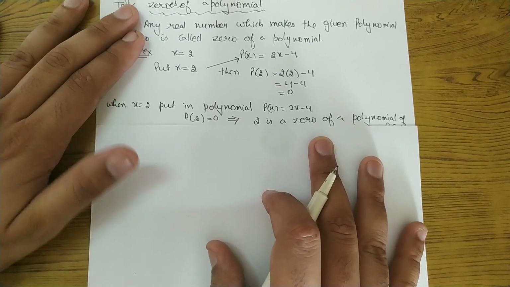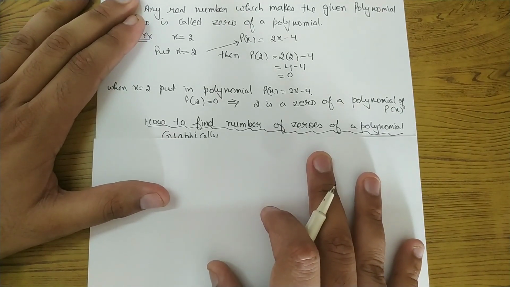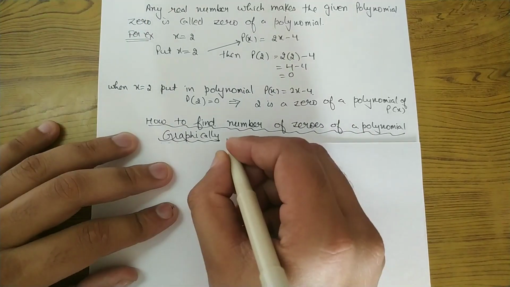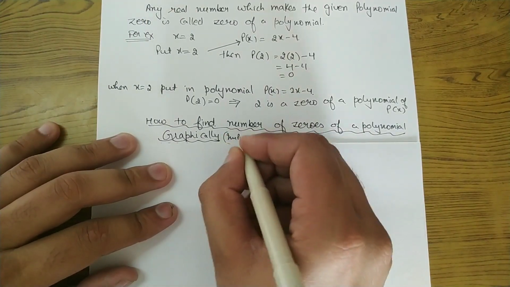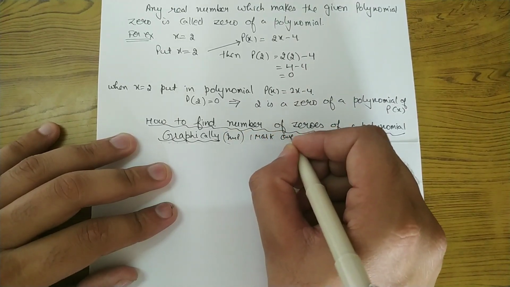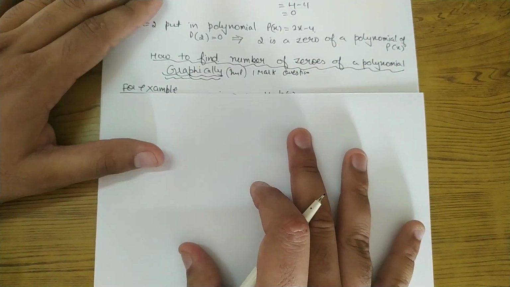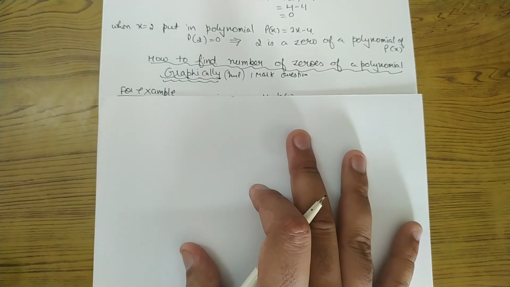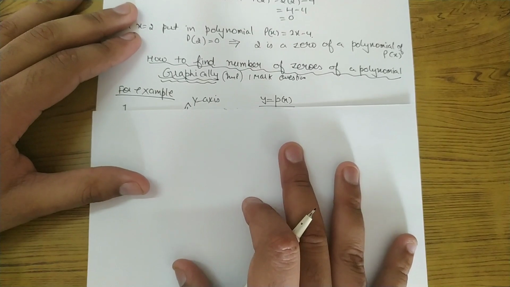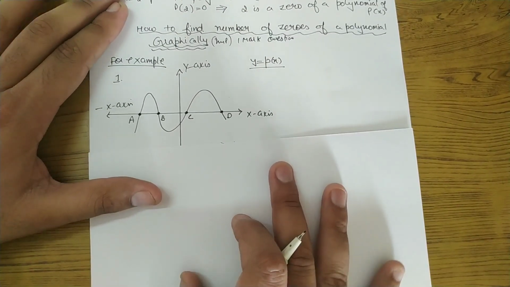Now I can also find the number of zeros of a polynomial graphically. This is very important, a 1 mark question. So firstly I will show you a graph, and from the graph we can decide how many zeros any polynomial has. So the first graph is like this.